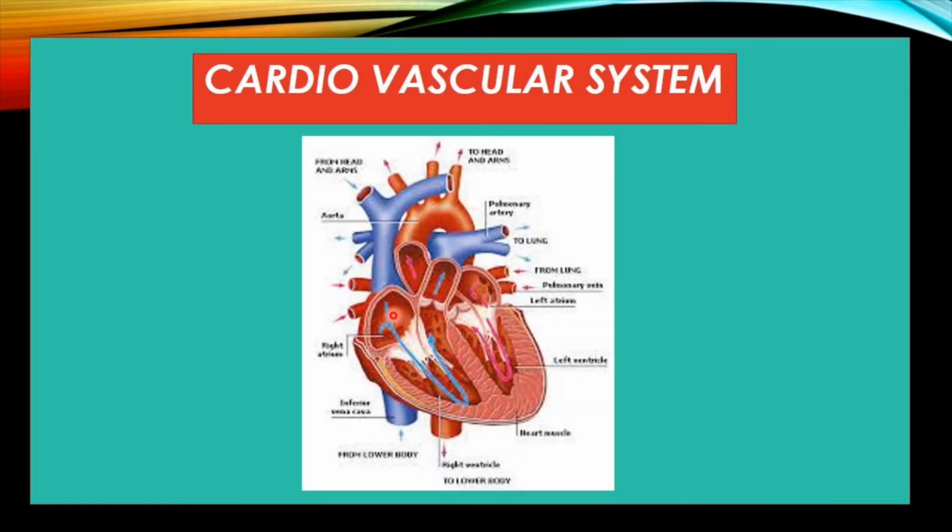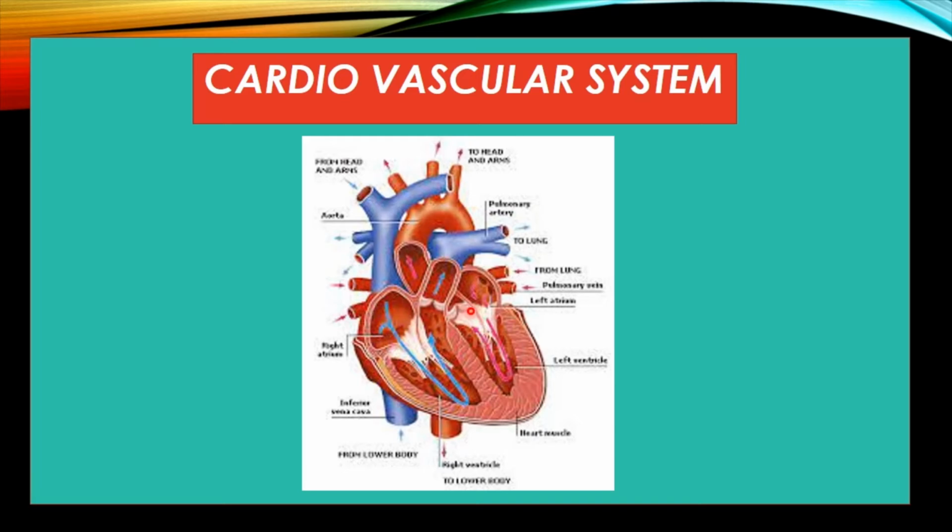Now coming to the cardiovascular system, what you are seeing here is the main structure of the cardiovascular system, that is the heart. I told you the heart is a pumping organ and it is conical in shape and slightly tilted towards the left side, right? Inside the heart there are 4 chambers, 2 atria and 2 ventricles. Okay, 2 auricles and 2 ventricles.